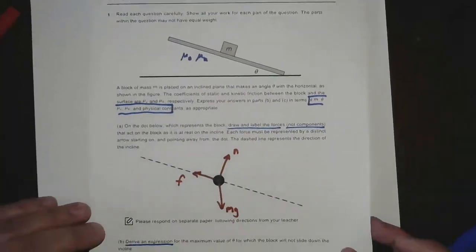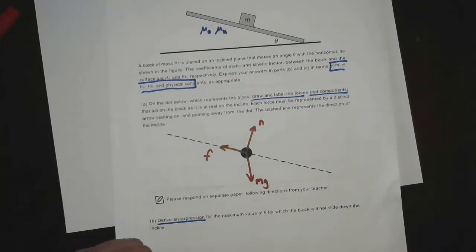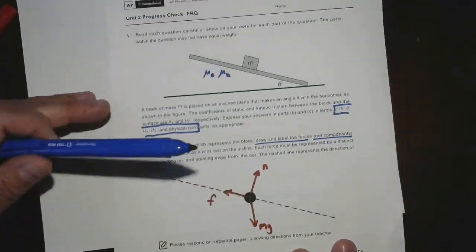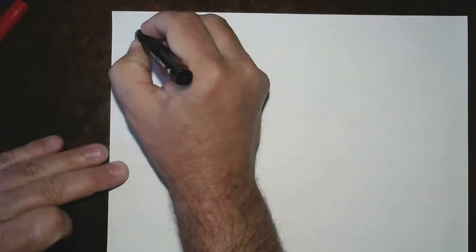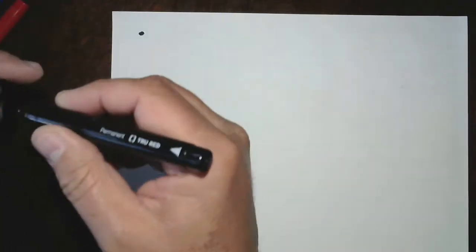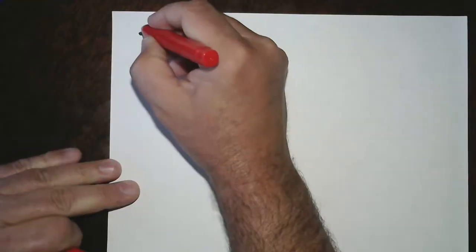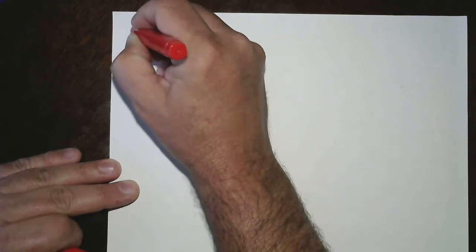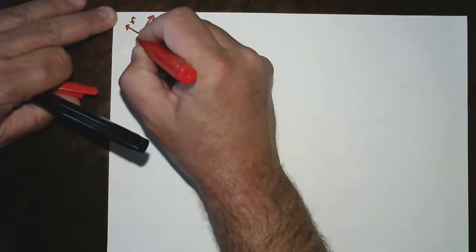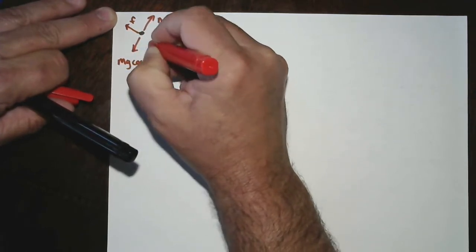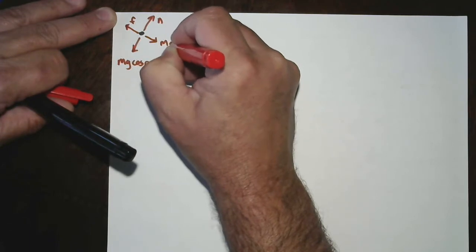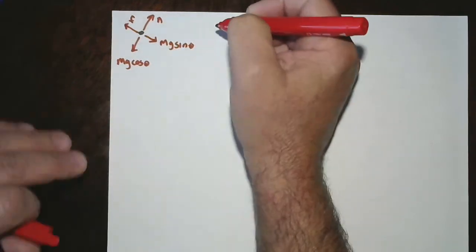Okay, good. So we have to find a maximum value of theta. So let's go ahead and solve it right here on this blank sheet of paper. So we have our free body diagram, which I'm now going to draw with components. A normal force going this way, a frictional force going this way, a component of weight mg cos theta perpendicular to the plane, and a component of weight mg sine theta pulling down the plane.